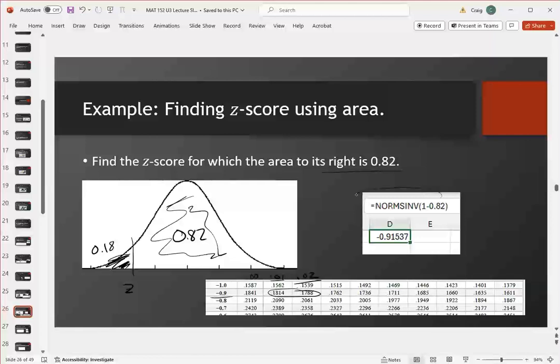And again, you can use that same command in Excel, but because you want the area to the right, then you want to subtract the areas here. Because you want to do 1 minus the area to the right so that you can find the area to the left. You also could have just plugged in 0.18 here, and you would have gotten the same answer.